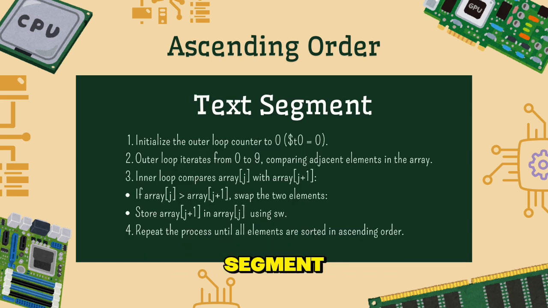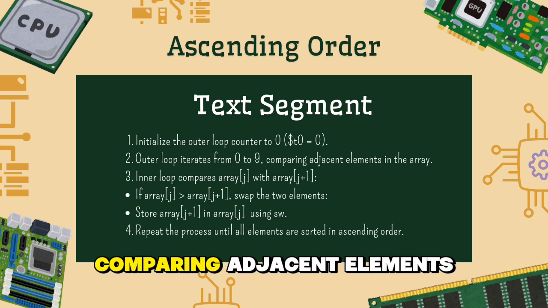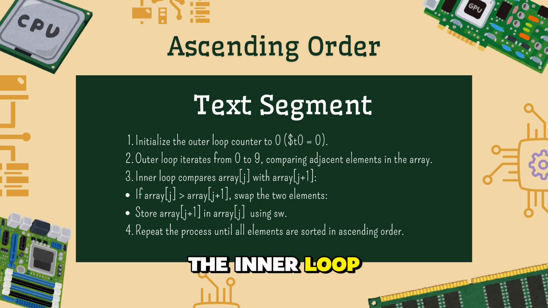In the text segment, the program defines the steps for sorting the array in ascending order. First, initialize the outer loop counter to 0. Then, the outer loop iterates from 0 to 9, comparing adjacent elements in the array. The inner loop compares array J with array J plus 1. If array J is greater than array J plus 1, swap them. Store array J plus 1 into array J using store word. The process is repeated until all elements are sorted in ascending order.